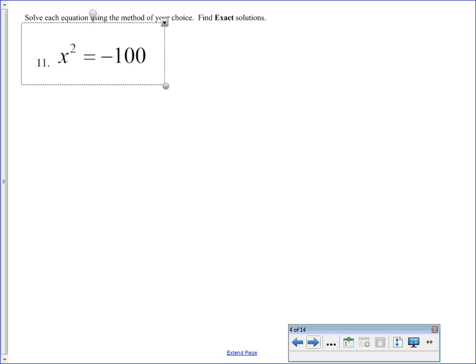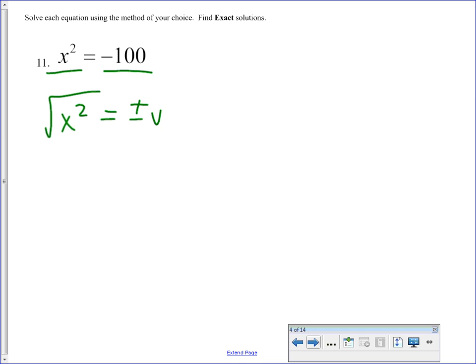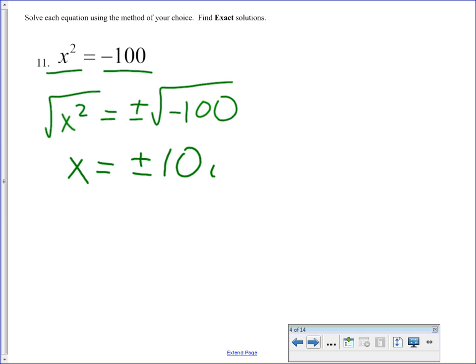All right, for this one, there are 2 ways to attack this problem. We can either set it equal to 0, but because we have squared equals a number, the easiest way to do this problem is to merely take the square root of both sides. Remember, when you take the square root of both sides, one side becomes plus or minus, and we'll just get x equals plus or minus 10i. And so there are two answers, negative 10i and positive 10i.